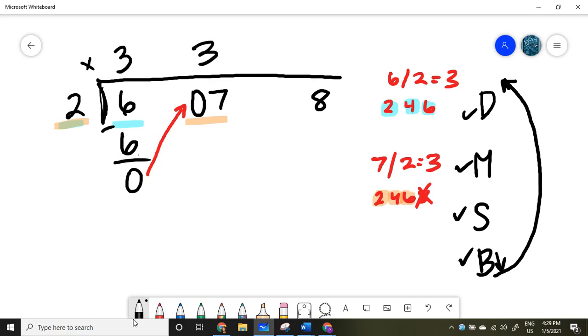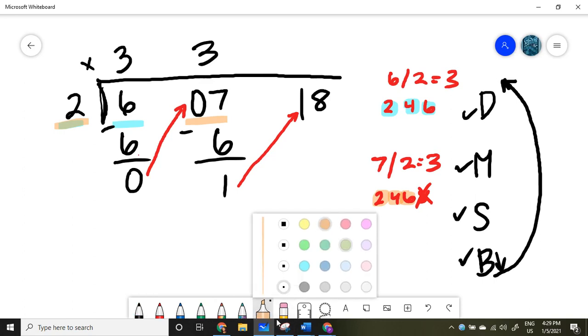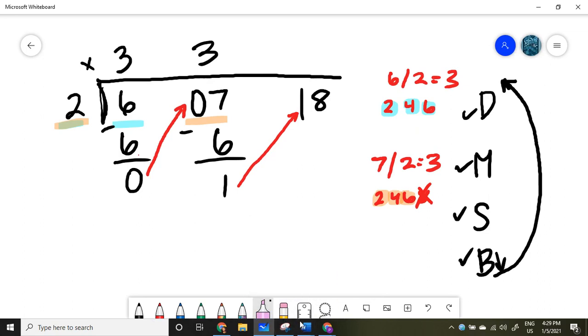So next I multiply. What do I multiply? I multiply 3 times 2. 3 times 2 is 6. 7 minus 6 is 1. And then I bring over that digit. Next, I divide. What do I divide? I divide 18 divided by 2.